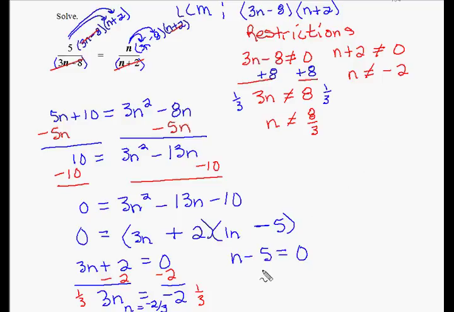Let's check out this other equation. By adding 5 to both sides of the equation, we get n is equal to 5. Again, not one of our restrictions, so the answer for this problem has two solutions, both 5 and negative 2/3.